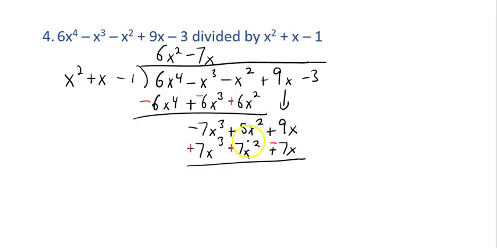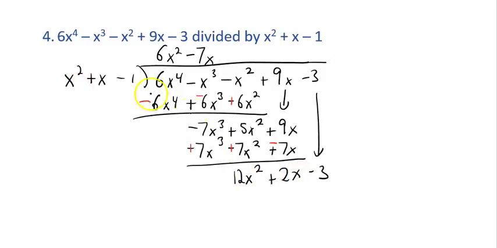The first part goes away. The 7 and the 5 I have to add and get 12x squared. And then 9 minus 7 would be 2x. And I still need to bring down the negative 3 so that I have 3 pieces. And this will be the last time I can answer this question.